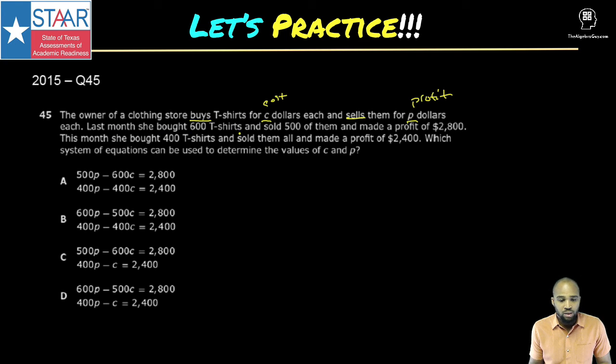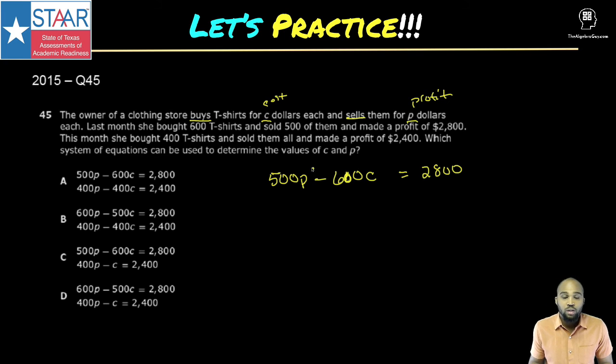Last month she bought 600 T's, that's the cost. So that's my C. I know at the end this is going to equal 2,800. So this is 600 C, and sold them for 500. Now we ended up making a profit, so how's that working out? We need to take our 500 P and subtract the cost. After we took away the cost of the shirts, there ended up being a profit.